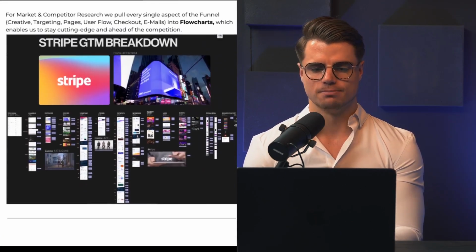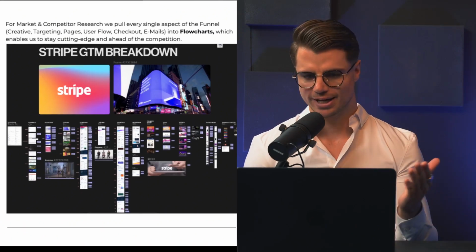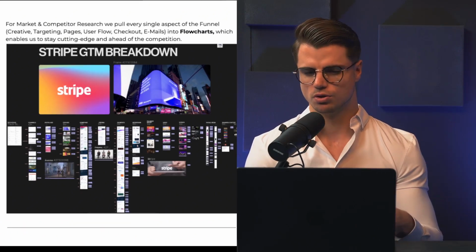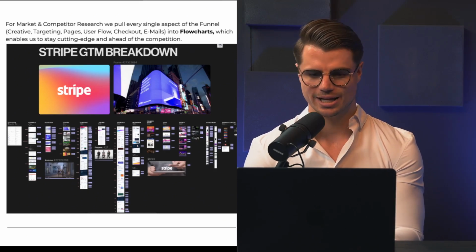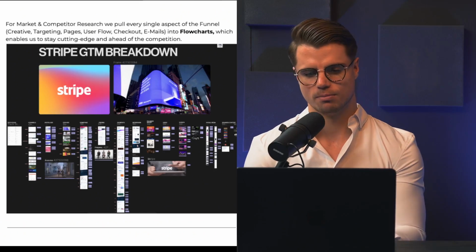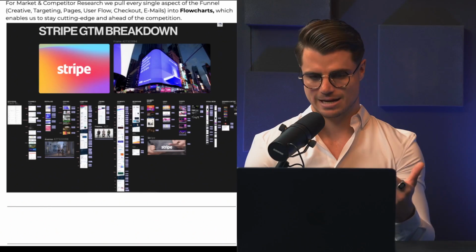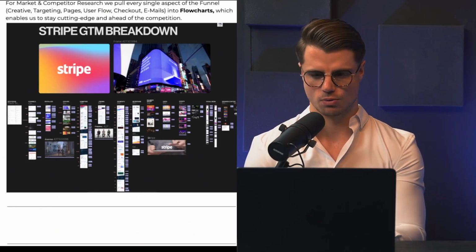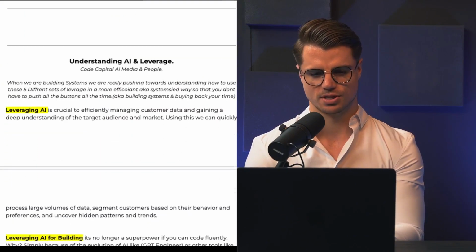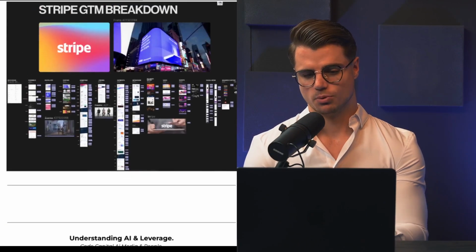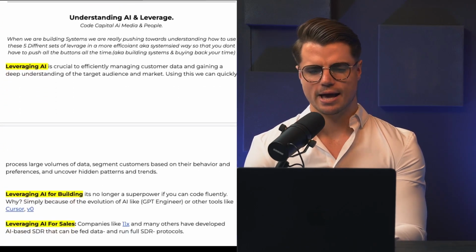So for market and competitive research, we pull up every single aspect of the funnel. From the creative to the targeting to the pages to the user flow to the checkout emails, stuff like that, into flowcharts, which enable us to use cutting edge insights, and to get ahead of the competition and to stay ahead of some big dogs. For example, Stripe is a breakdown that we did not too long ago, and I decided, okay, why not just share this here in terms of how we came about seeing what happens there. So then, to make my point, you will see everything that they're doing in terms of a digital perspective. So understanding AI and the leverage.